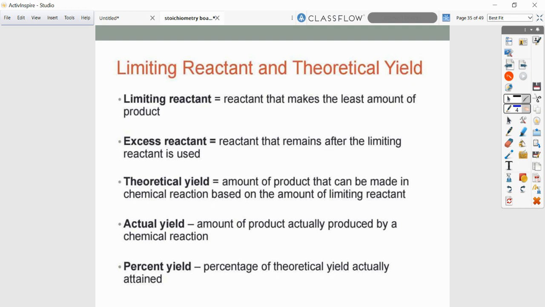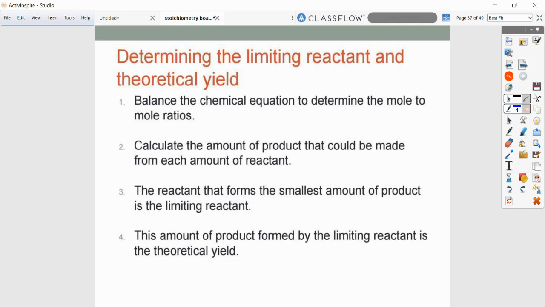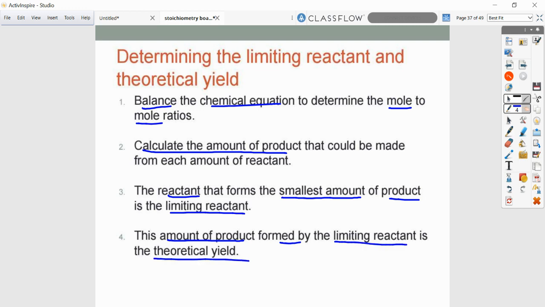So in order to determine the limiting reactant and theoretical yield, and therefore then relate that to percent yield and excess reactant, the first thing that we need to do is balance our chemical equation in order to determine the mole to mole ratios so that we can see what those ratios are. From there, we can calculate the amount of product that can be made from each reactant. And the reactant that forms the smallest amount of product is going to be the limiting one. And then the amount of product that is formed by the limiting reactant is going to be the theoretical yield.